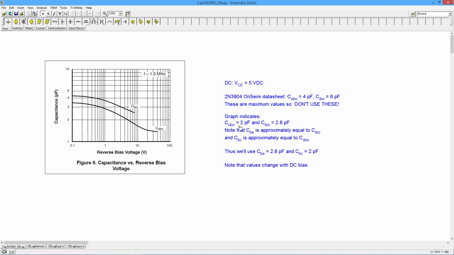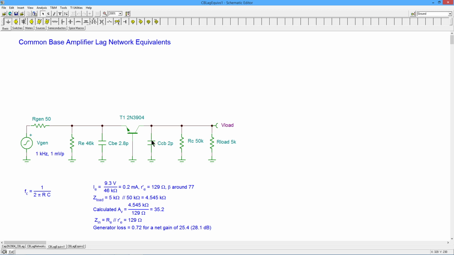Okay, so I'm going to use COBO as 2 pico, CIBO is 2.8 pico. Then given the approximations, we'll just say CBE is 2.8 picofarads and CBC, the output end, is 2 picofarads. So we got 2.8 and 2, off we go. So go back to our equivalent circuit, and there we go. There's CBE at 2.8, there's CBC at 2 picofarads.